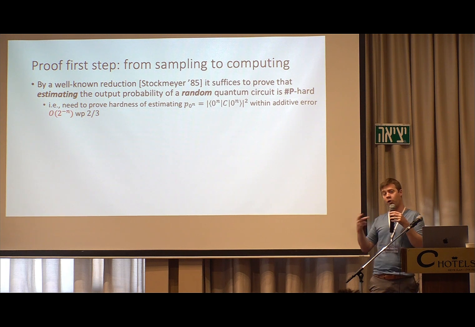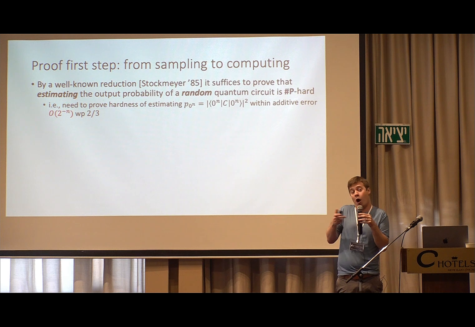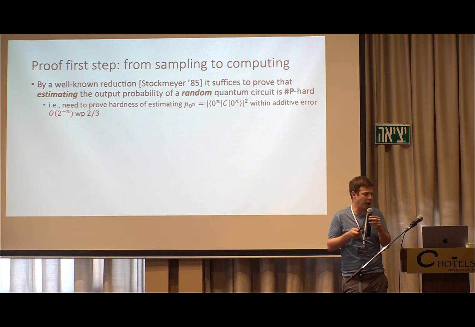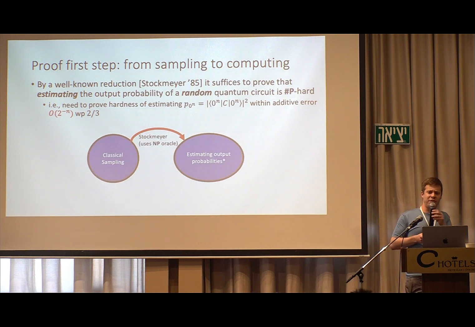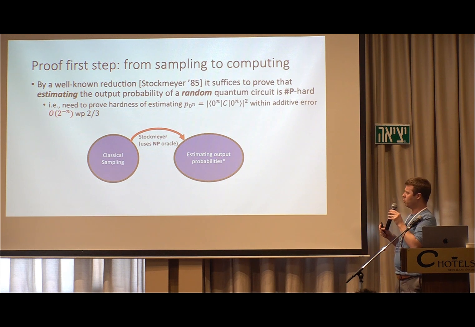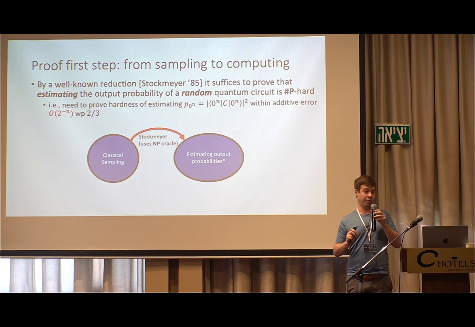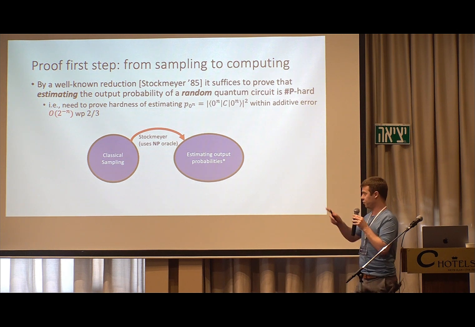So we want to argue about the hardness of giving a good additive estimate to the output probability of most random quantum circuits. Okay. So we think of this Stockmeyer reduction as working in the context of a proof by contradiction. In other words, here's what we say. We say, let's suppose for contradiction there was a classical algorithm that simulated this experiment, a classical sampling algorithm.